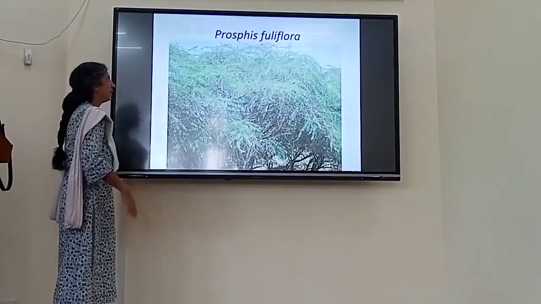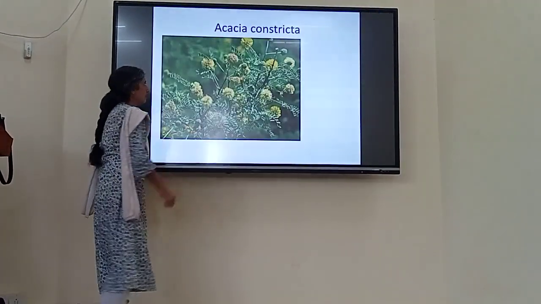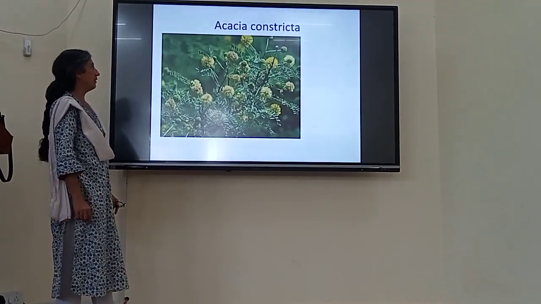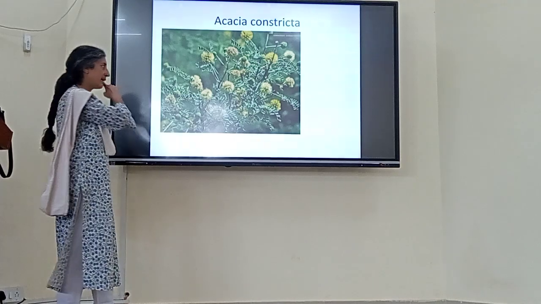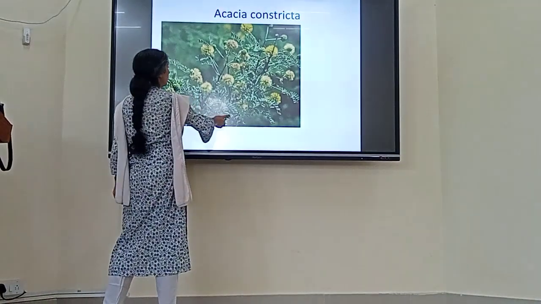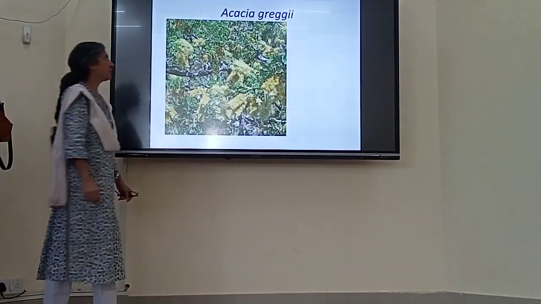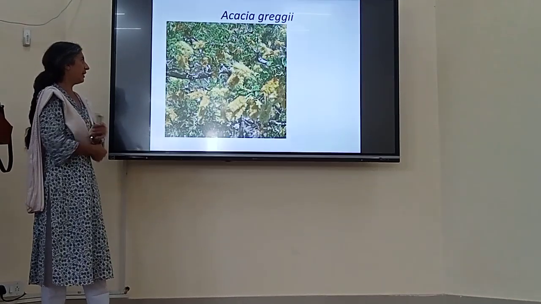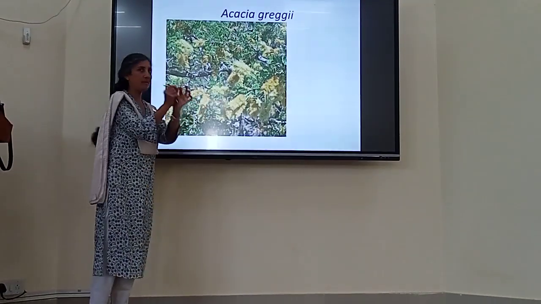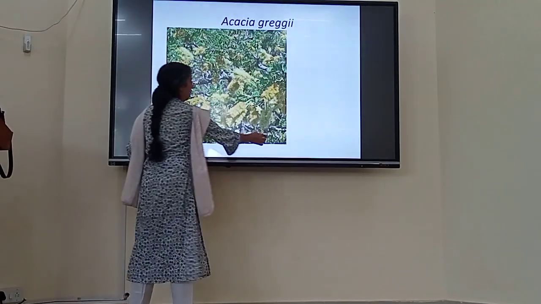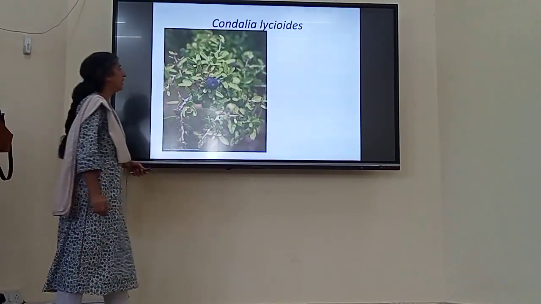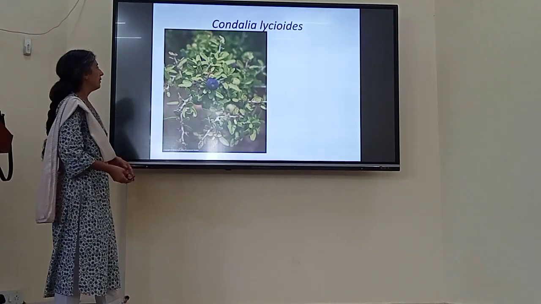You can see another view. Acacia constricta. You can see there will be little variation between them. These Acacia species, Acacia constricta. Then Acacia brigii. Acacia brigii is slightly elongated and puffed out. There is a difference between both of them. Then you have another species, okay.